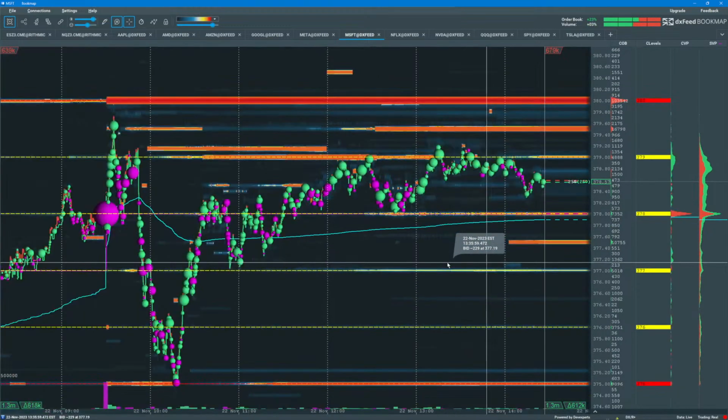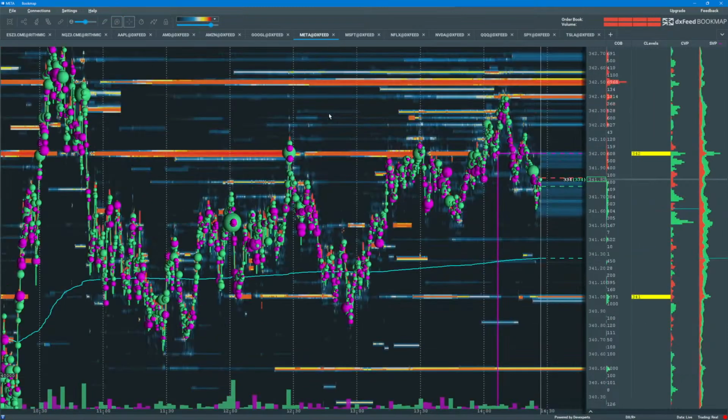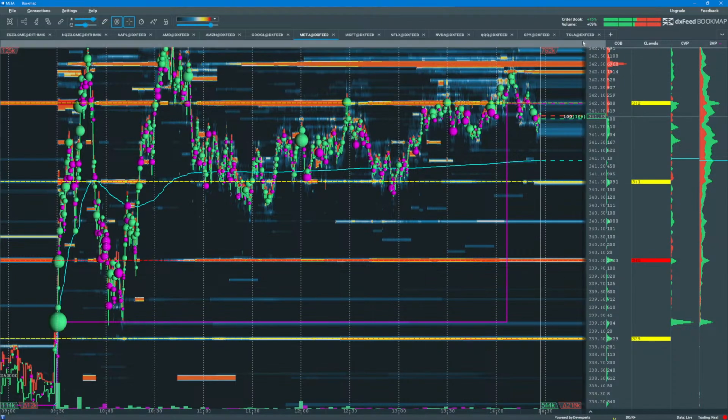All right, I've got about 5 minutes left. Does anyone have any stocks they want me to take a look at? Choppy day in Meta. Let's take a look at Tesla. It's been pretty weak today.